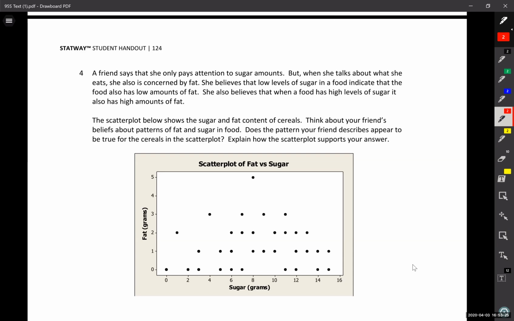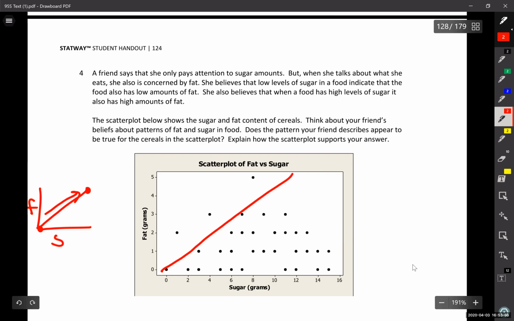So ignoring this picture for a second, if I was to draw what she said, and I have sugar here and fat here, what is she talking about? Well, she says low sugar means low fat and high sugar means high fat. So if what she's saying is true, I should be able to see some sort of upward pattern on this picture. So do you see an upward pattern? Does the picture look like that red line there? And I would say no. Even if I drew it less steep, let's say I drew it right here.